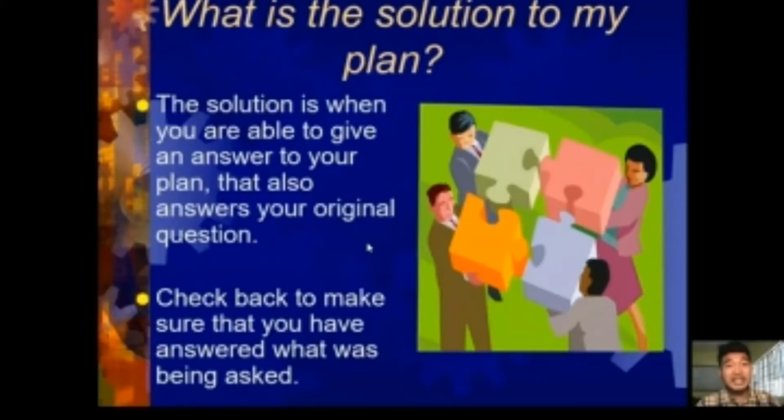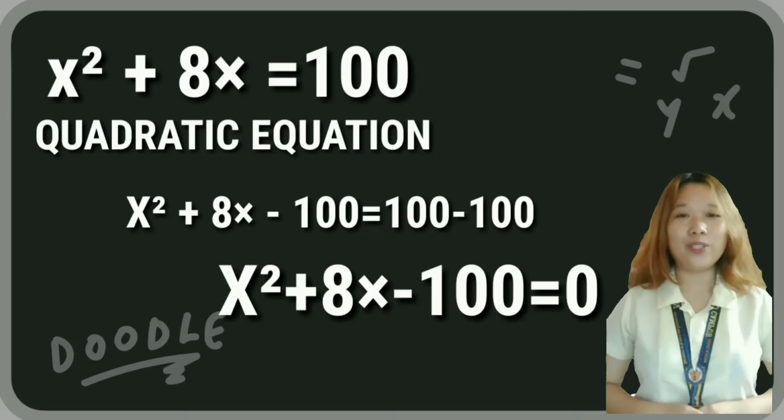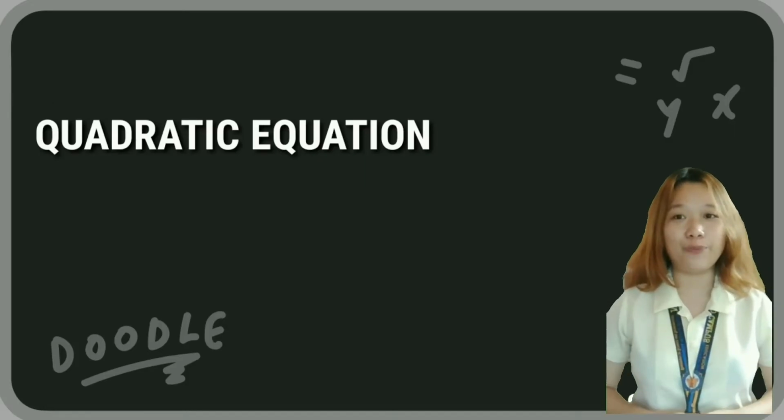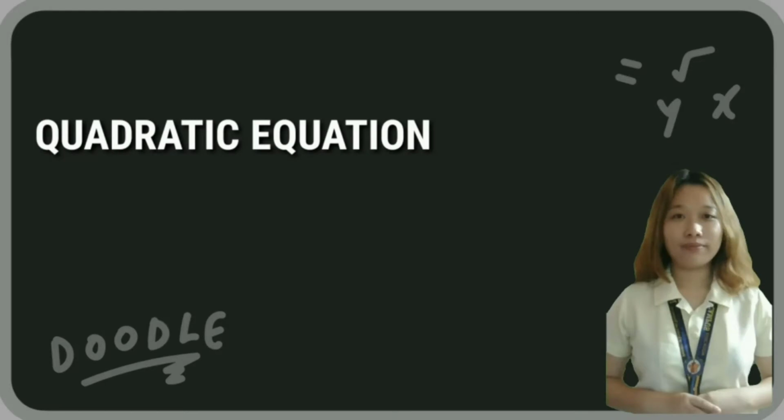The solution is when you are able to give an answer to your plan that also answers your original question. So that is a quadratic equation. So that is the answer to the given situation in quadratic equation, where we use the Q-tips problem-solving strategies.